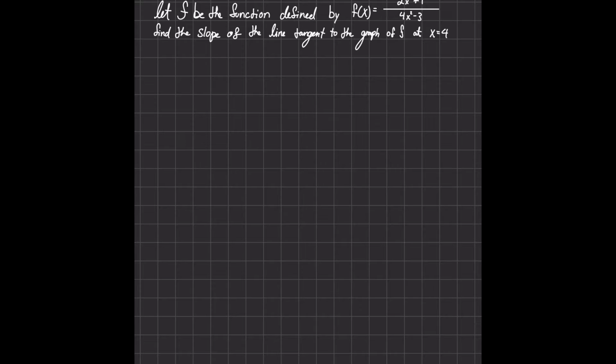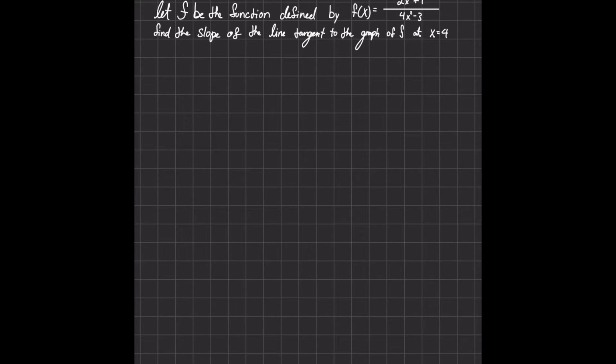So, let's get started. We have this question right here. Let f be the function defined by f of x equals 2x plus 1 over 4x squared minus 3. Find the slope of the line tangent to the graph of f at x equals 4.